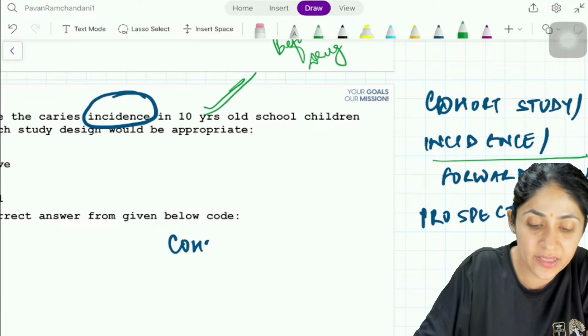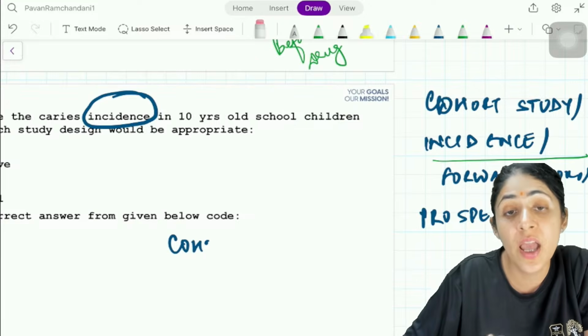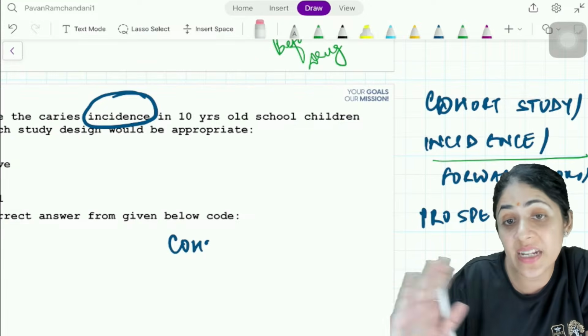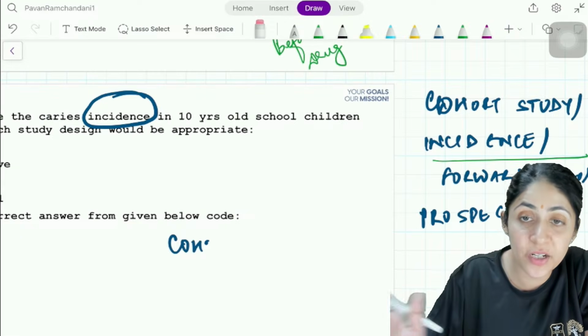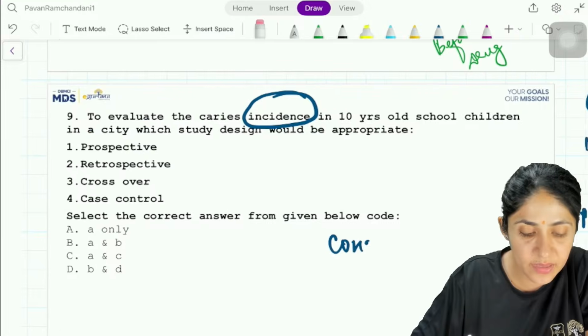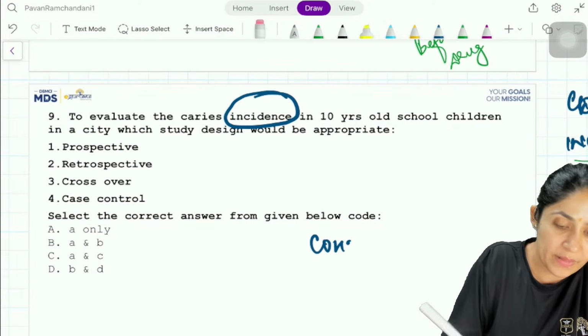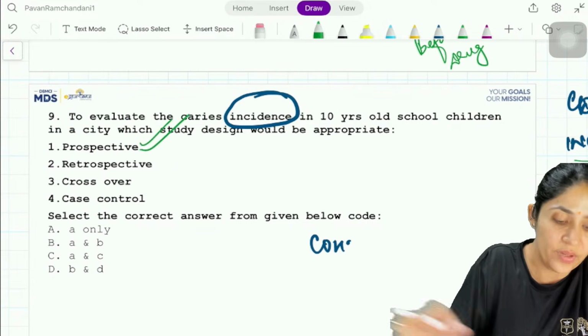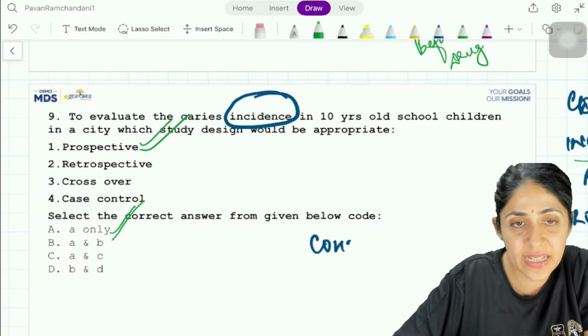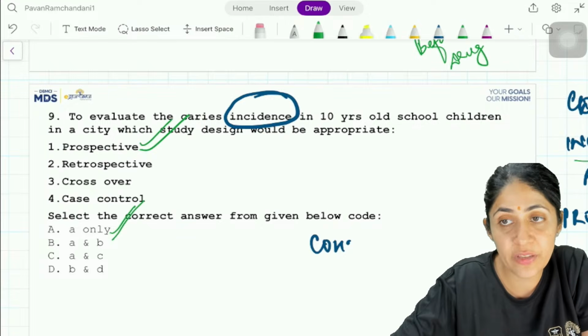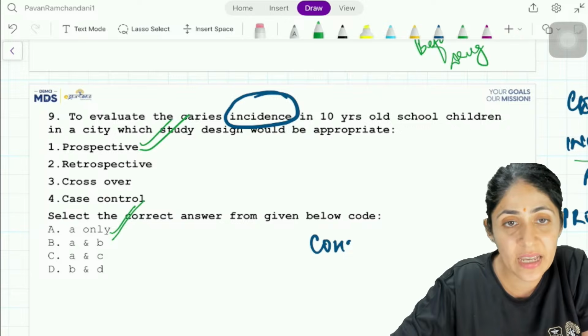Sorry, they are 10-year-old, so they have not mentioned the duration. You want to see if caries will develop. They do not have caries as of now. You will observe them over a period of time. That will be the incidence study. So this is prospective. The answer will be A only. Understood? The participants are free from the outcome. Here the children do not have dental caries, but they will be observed over a period of time.